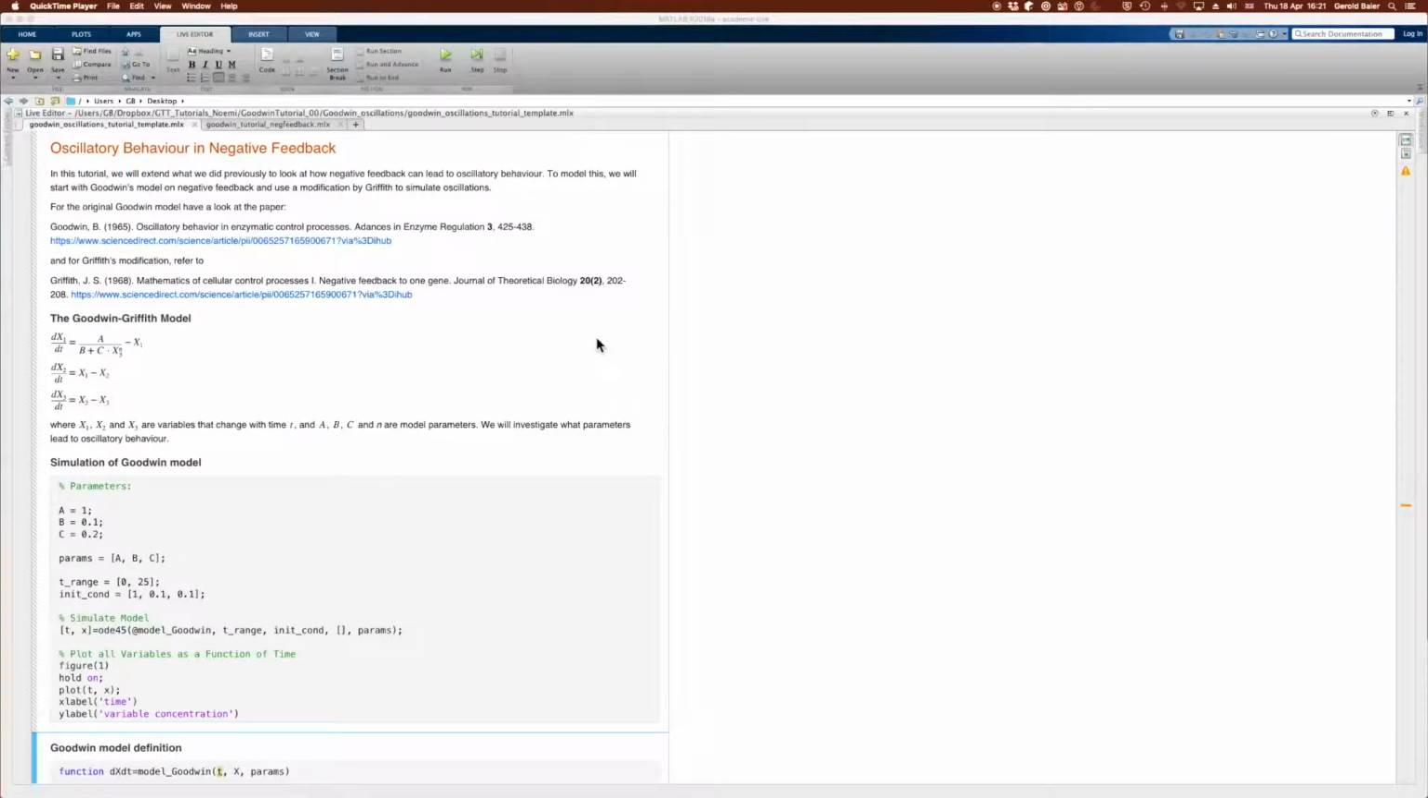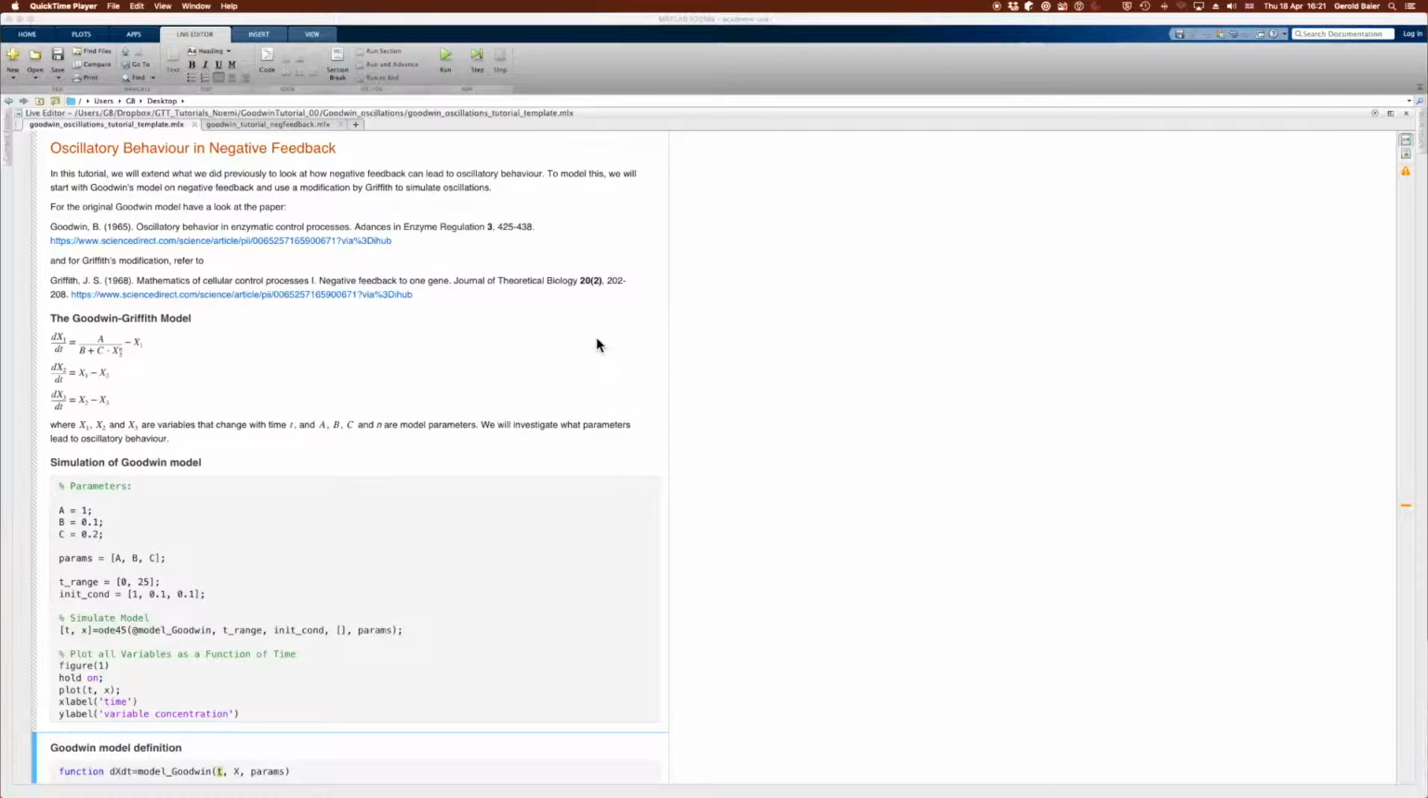In this video, we will be building on what we did last time when we were investigating negative feedback, and we will actually look at how negative feedback can lead to oscillatory behavior. So again, we will start off with the Goodwin model that we used last time, and we will use a modification by Griffith to simulate these oscillations.